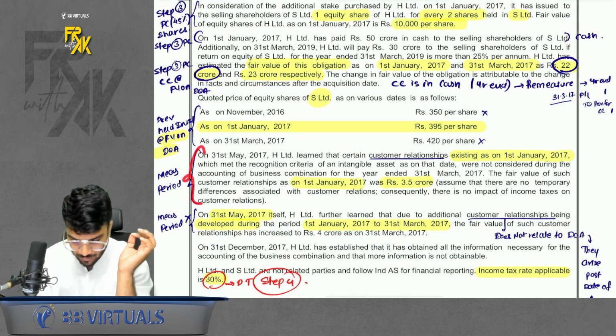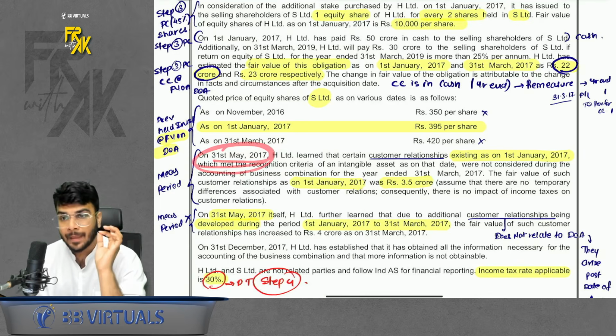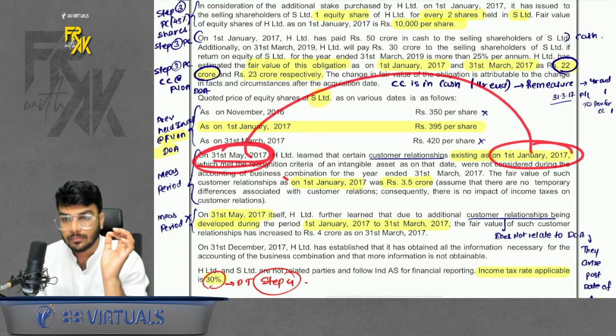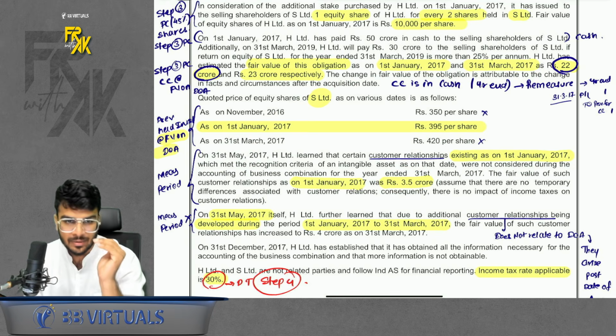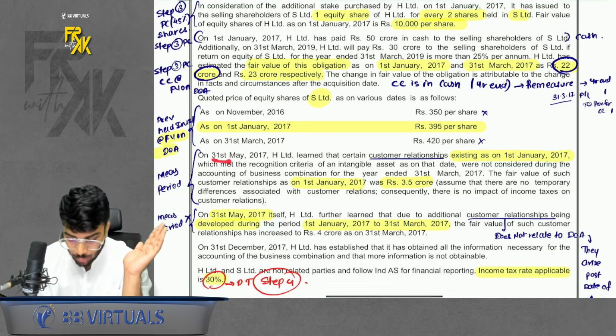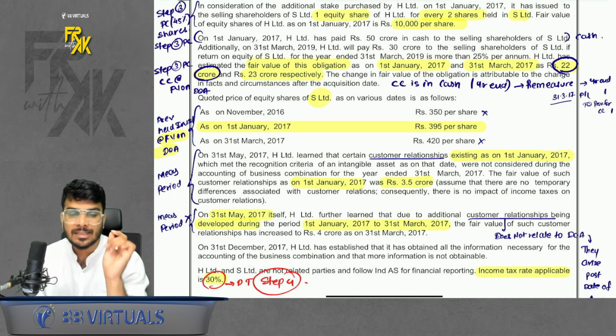There was one piece of information for the measurement period. It is said that we received some information on 31st May and that relates to the date of acquisition. This information was that an INA of 0.35 is also existing, which we came to know within 1 year, but it relates to the date of acquisition. So will this be adjusted in goodwill?